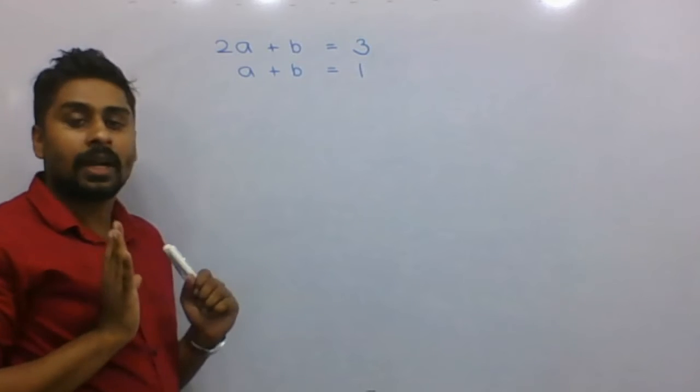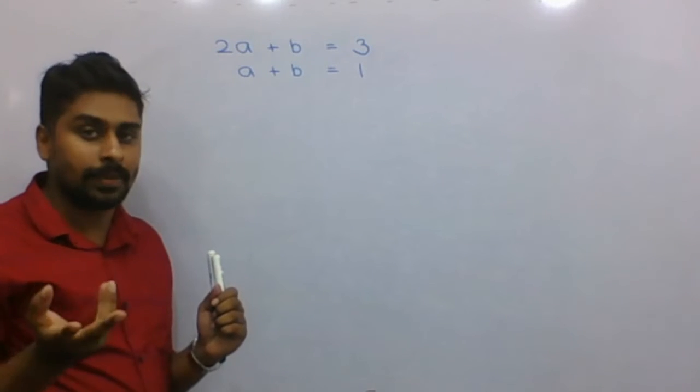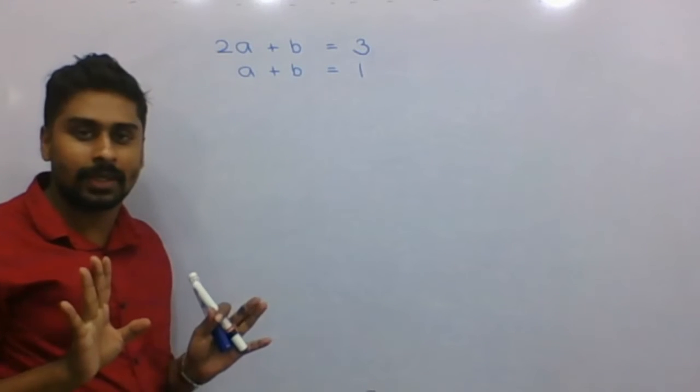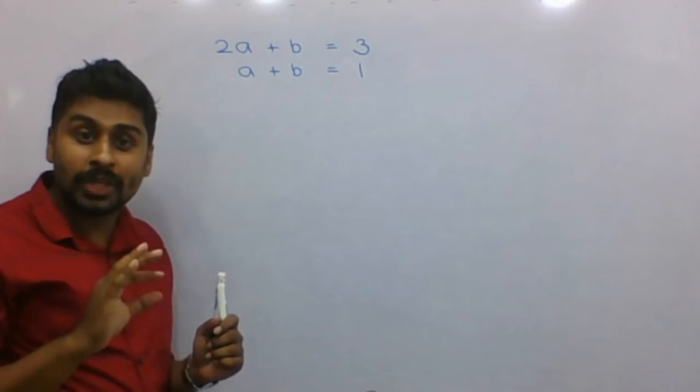Right. Look at it. I can't find the value of A because of B. I can't find the value of B because of A. First of all, I have to remove one thing. To remove that, we have to check what?